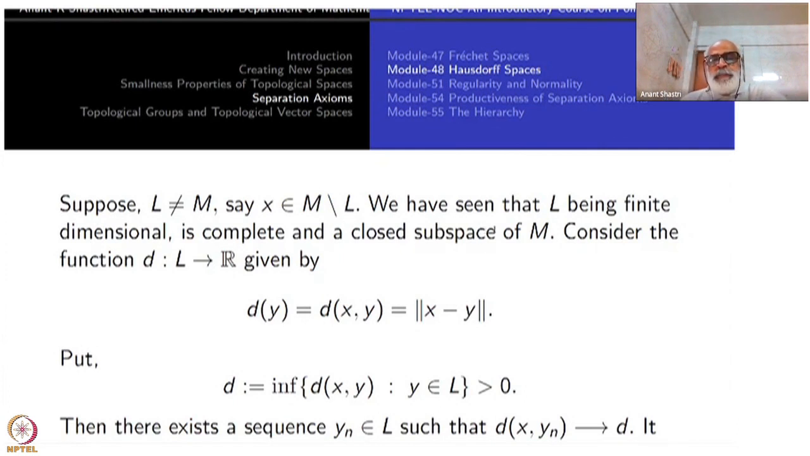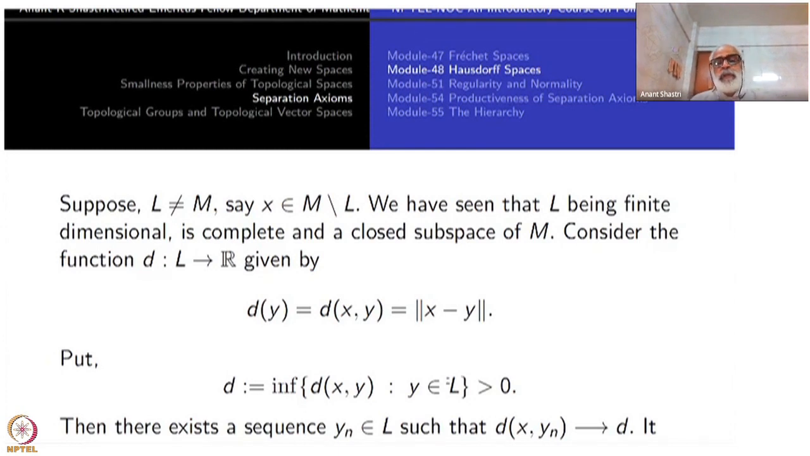L being finite dimensional is complete and a closed subspace of M. This part we have seen: every finite dimensional normed linear space is complete. Once it's complete, it will automatically be a closed subspace of M. So consider the distance function, given by the same norm, nothing else, from L to R, given by d(y) equal to the distance of y from x. x is fixed, so this is a continuous function. It is just equal to the norm of x minus y. Take d to be the infimum of all these d(y) where y ranges over L.